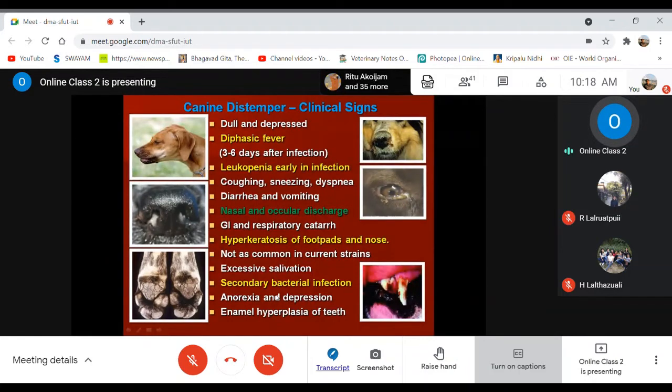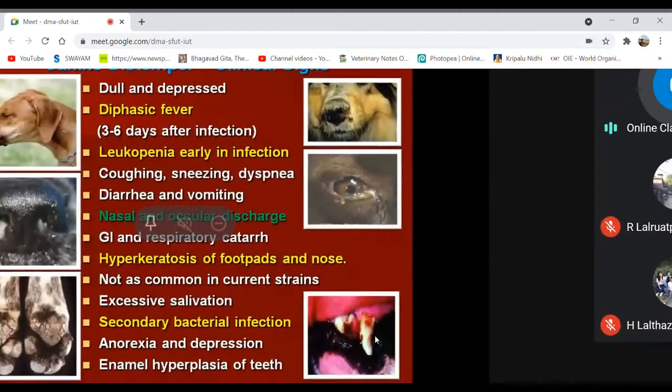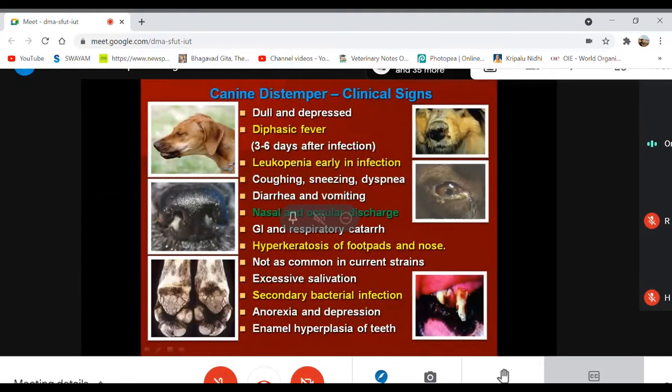And there may be excessive salivation, and most commonly there used to be invaders, I mean, bacterial infections causing secondary bacterial infections, and the animal will show loss of appetite, anorexia, and depression. And enamel used to show hypoplastic changes.